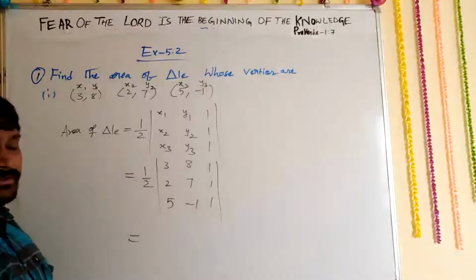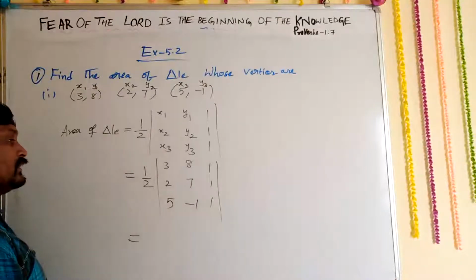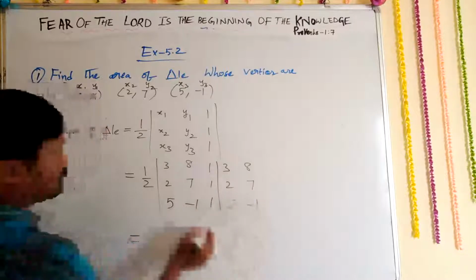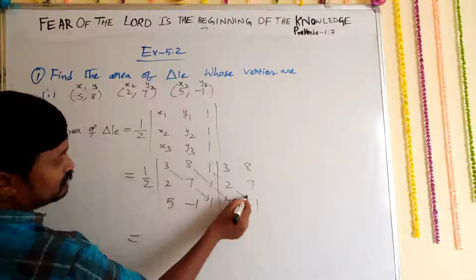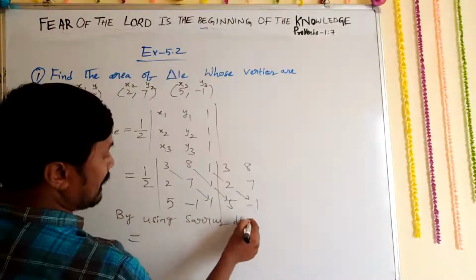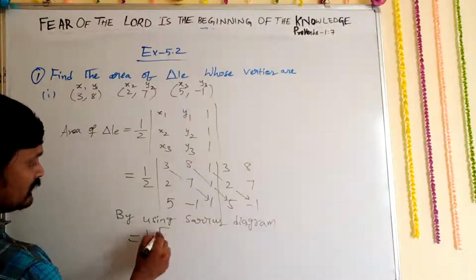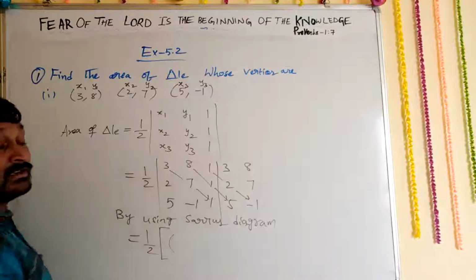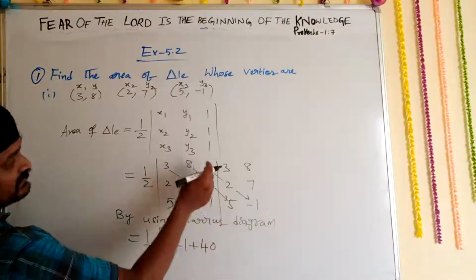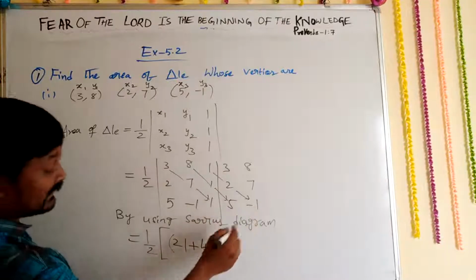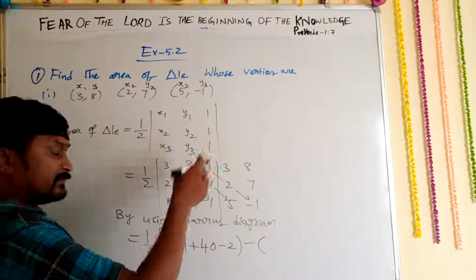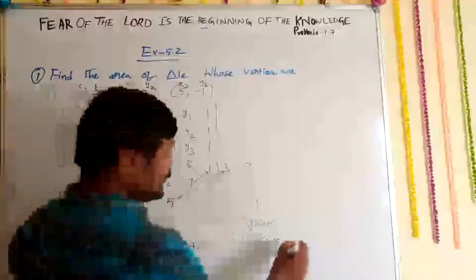So again, same method. This time I'll use the Sarrus diagram, so let me check if it is possible to solve easily or not. So now here 3, 2, 5, 8, 7, minus 1. So I'm using this Sarrus diagram. Half, then here you can start: 3 sevens are 21, 21 ones are 21, then 8 fives are 40. Next, 1 twos are 2, 2 into minus 1, minus 2. After that, the minus symbol, then you can write the downside first diagonal: 5 sevens are 35, 2 eights are 16.